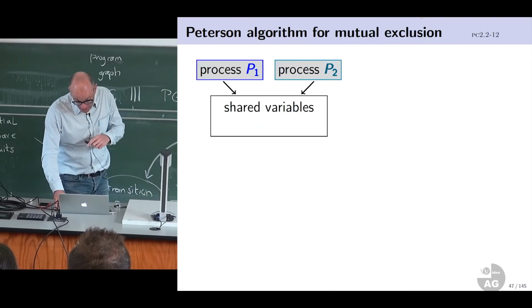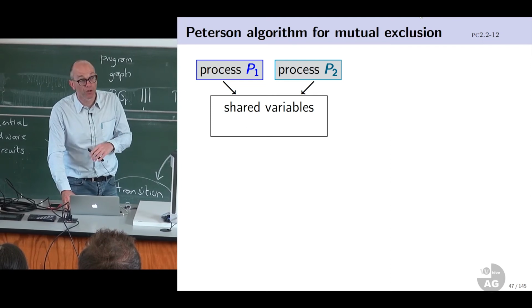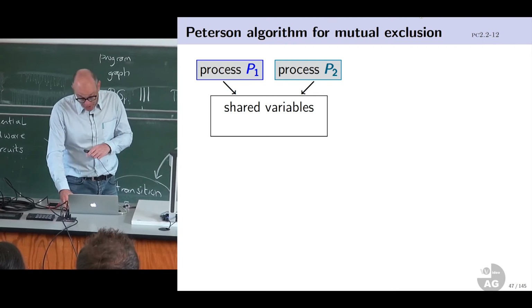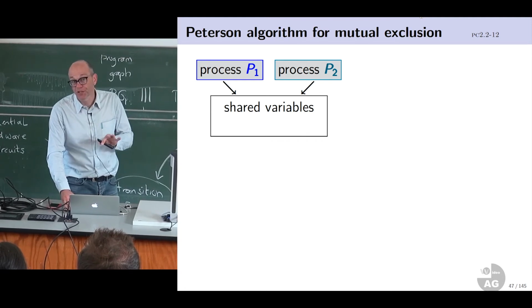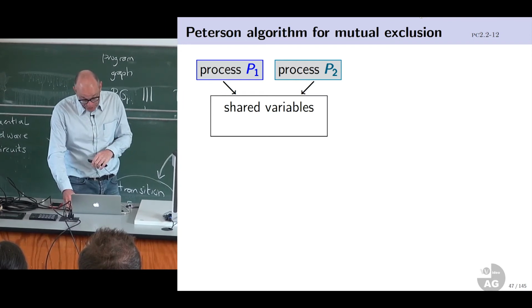Good. Now this was a very simple mutual exclusion algorithm. I would now like to show you a somewhat harder example, which is known as Peterson's algorithm. I will show it for two processes, but it works for arbitrarily many processes. That's also the strength of Peterson's algorithm.